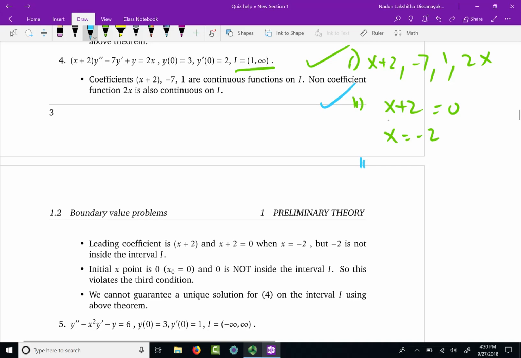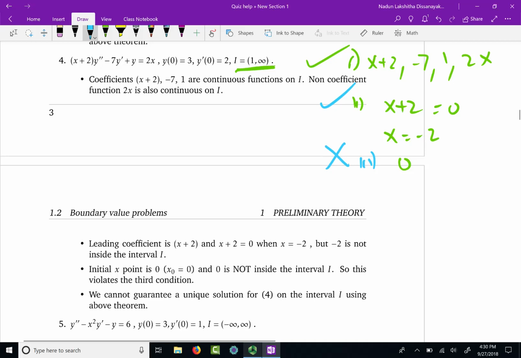Wow, good. Okay, let's go to the third condition. Fingers crossed. Remember what the third condition was? Well, the initial point should be inside the interval. What is the initial point? 0. Is 0 inside the interval? No. Okay, so the third condition is not satisfied. So we don't know. We cannot guarantee a unique solution.